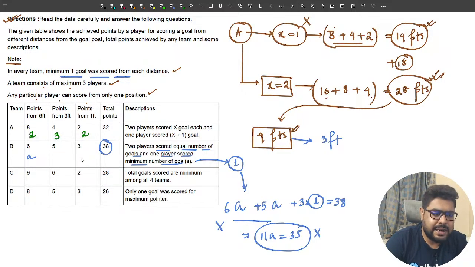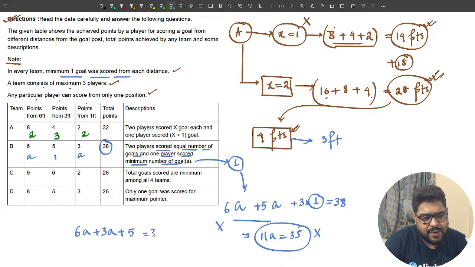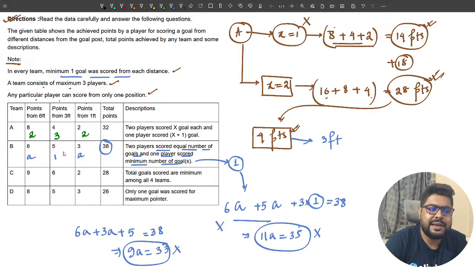So let's swap this. Take this as 1 and this as A. 6A plus 3A plus 5 is equal to 38. So 9A is 33, sir. Again, A is not an integer. We cannot take this either.